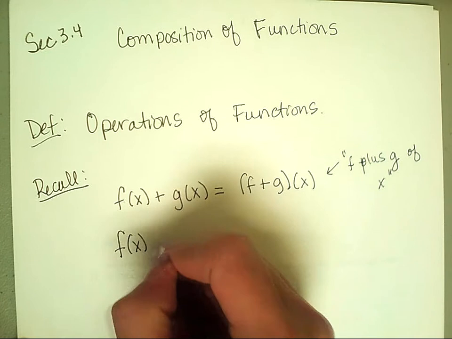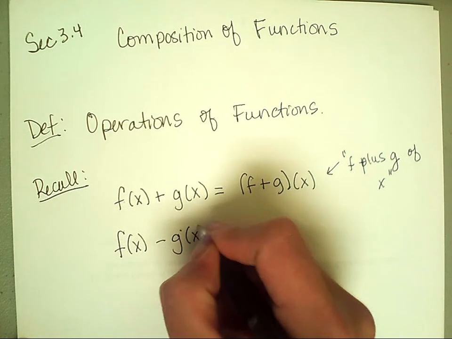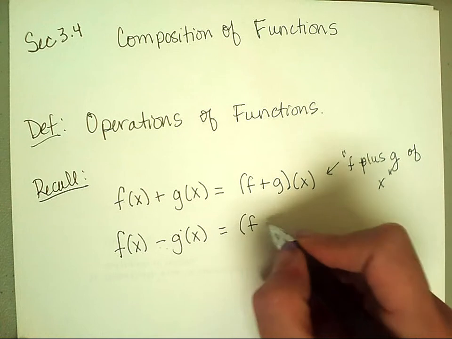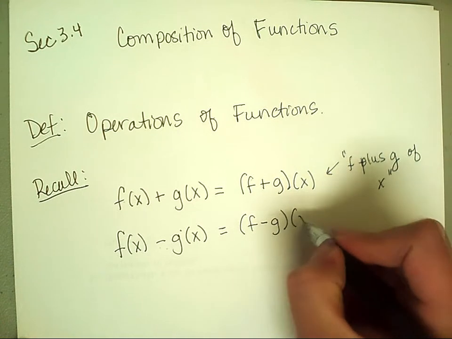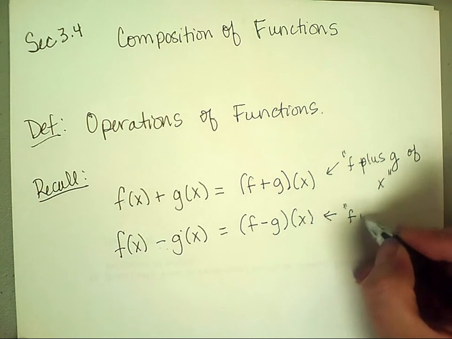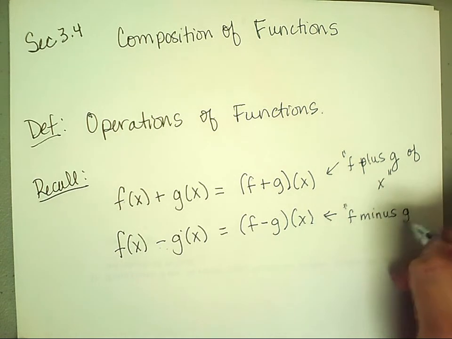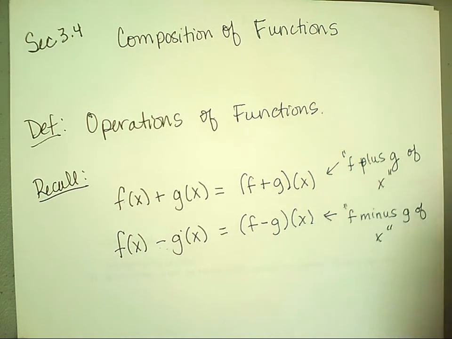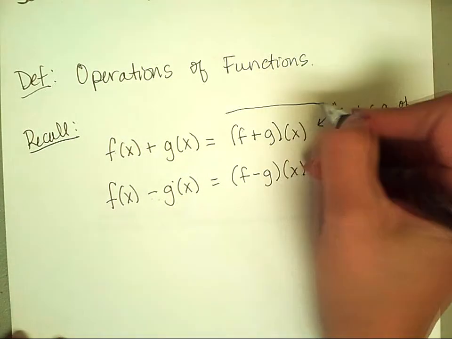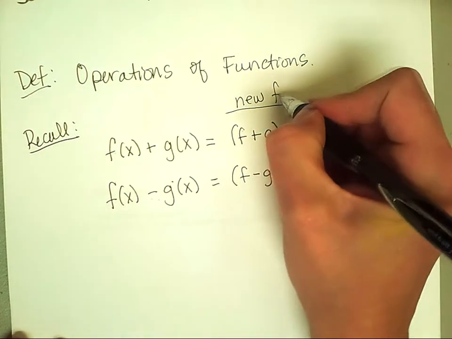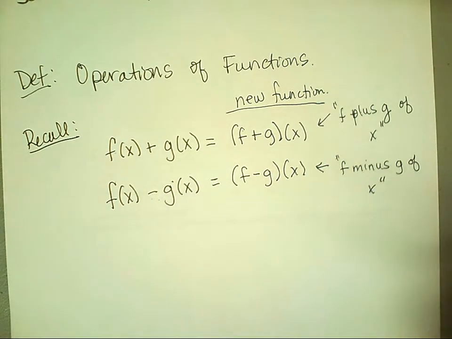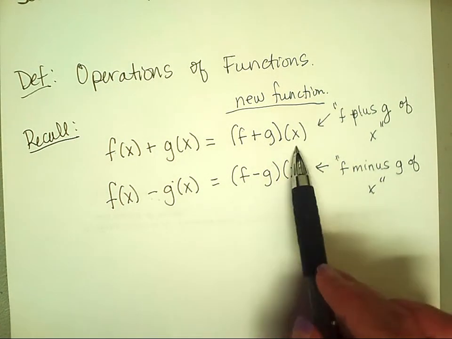Similarly with the subtraction, if we do that, remember we're going to have to distribute through here. But the new notation is this. And we read this f minus g of x. And the result here will be a new function. So that's good. When we add two numbers, we get another number. When we add two functions, we get a new function.